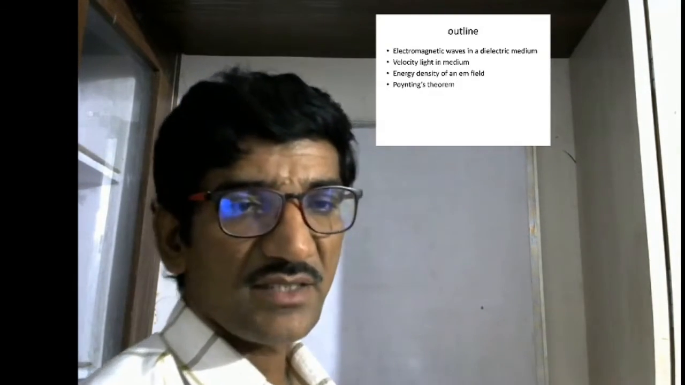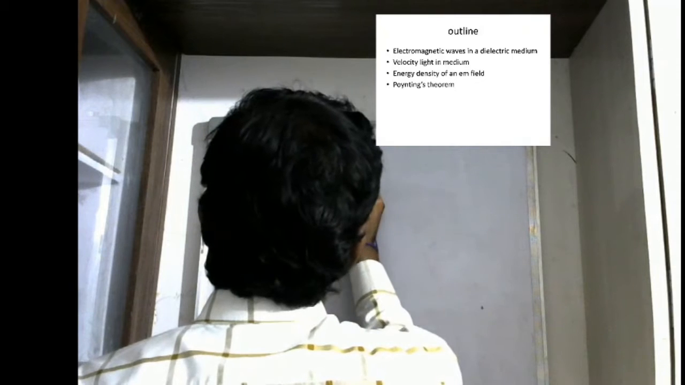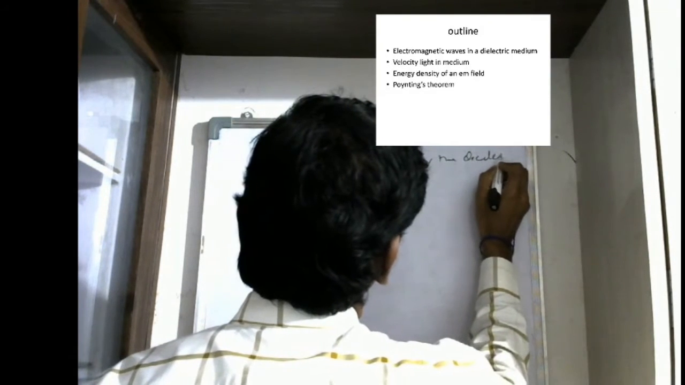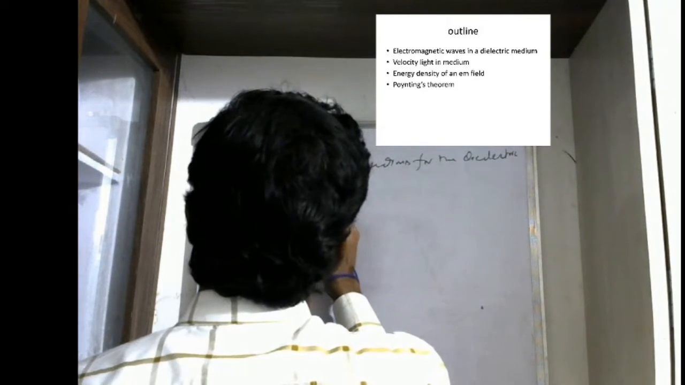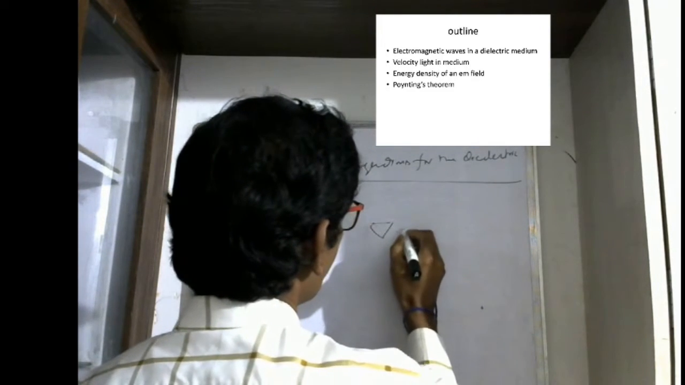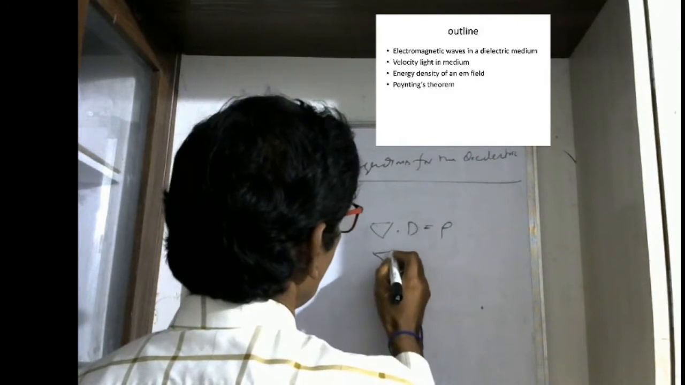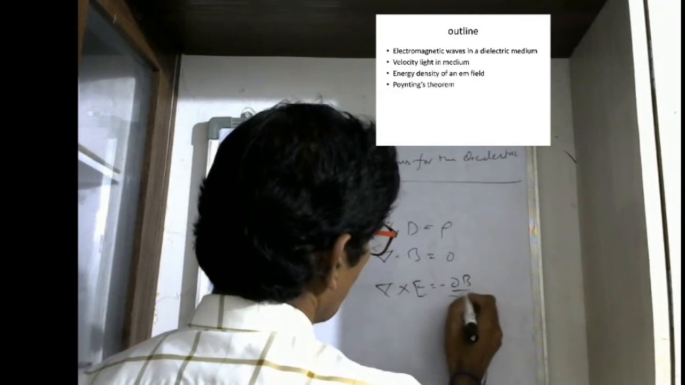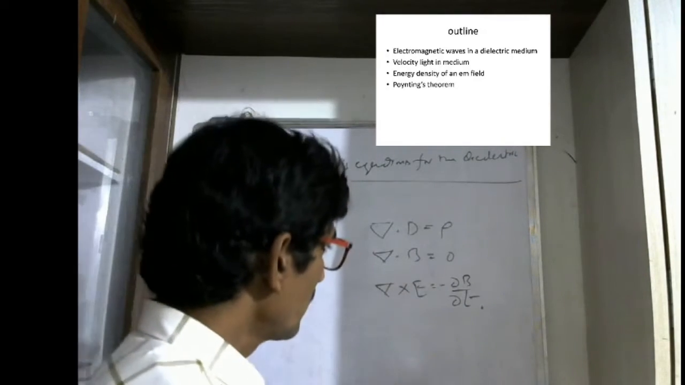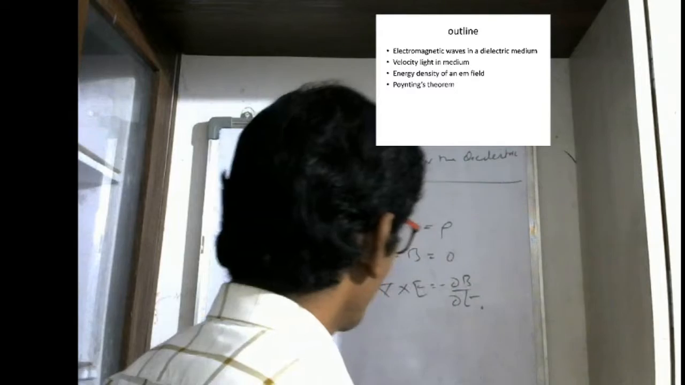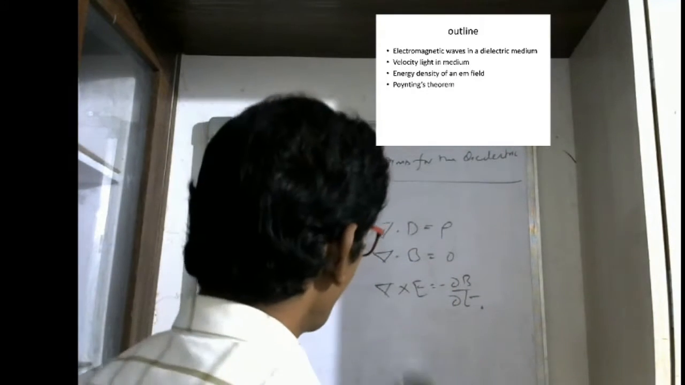To derive the wave equation in a dielectric medium, we have to consider Maxwell's equations for the dielectric medium. What are those equations? I will write here. Del dot D is equal to rho, del dot B is equal to 0, del cross E is equal to minus dou B by dou t. Why? Because in these two equations we have neither charges nor currents. That's why there will not be any change in these two equations.